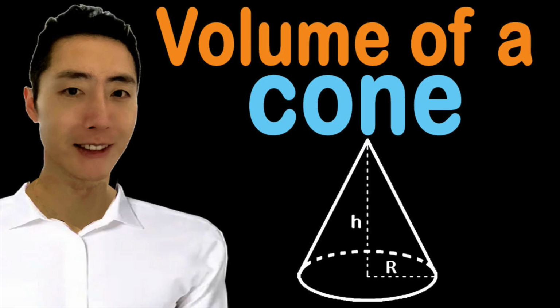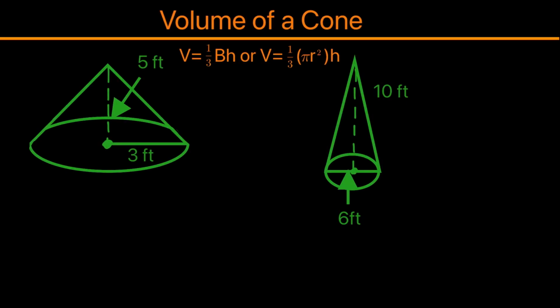In this video, I'll be going over how to find the volume of a cone. The formula for volume of a cone is 1/3 times area of the base times height, or volume equals 1/3 pi r squared times height. Below are two examples. I'll be going over each one.